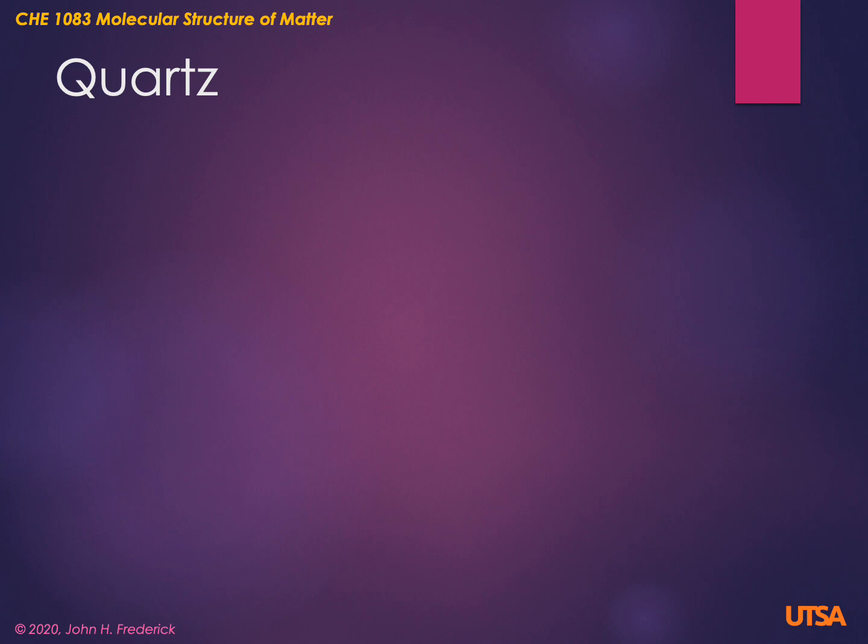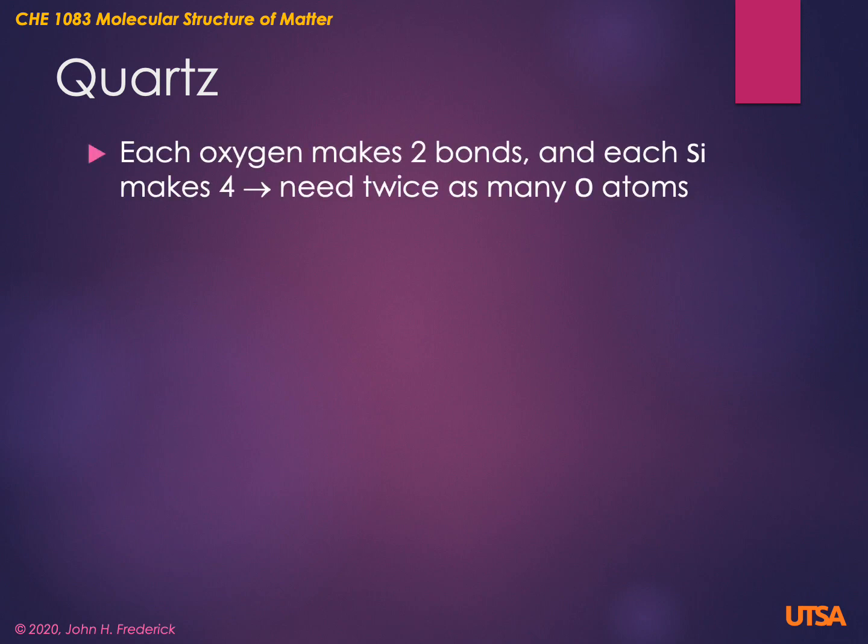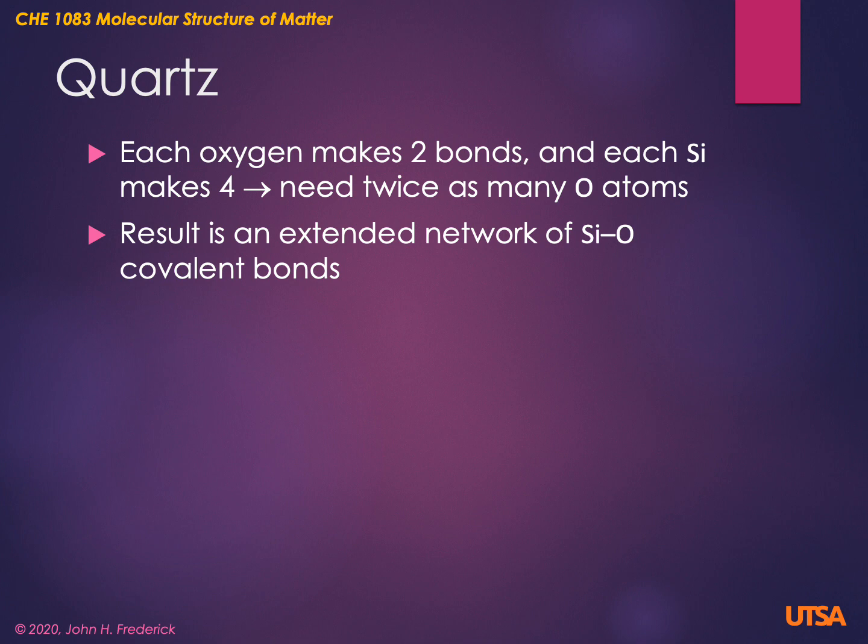Now, silicon dioxide has a more common name. We know it as quartz. In quartz, each oxygen makes 2 bonds and each silicon makes 4, so we need twice as many oxygens as we have silicons. That's why it has an empirical formula of SiO2. The result in SiO2, though, is an extended network of these silicon-oxygen covalent bonds.